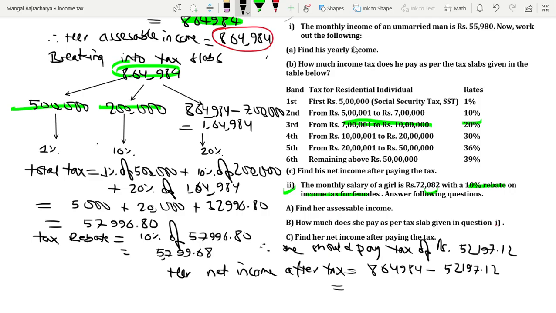So 864,984, from that we deduct, and we get there 8,12,786 rupees, 8,12,786.88. So this much amount is her net income after paying the tax with a tax rebate of 10%.